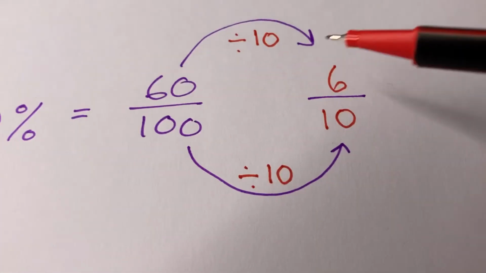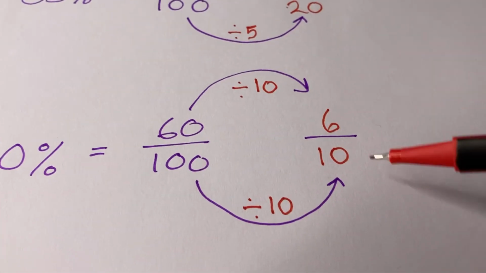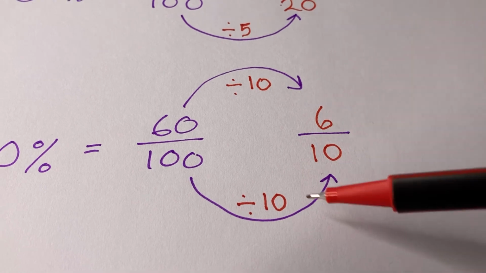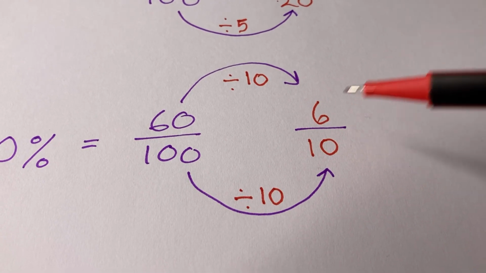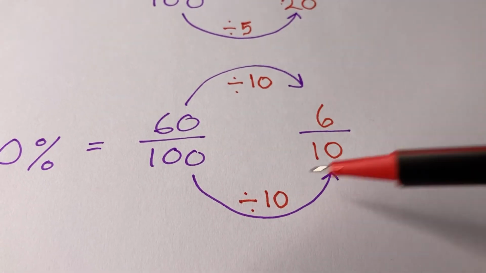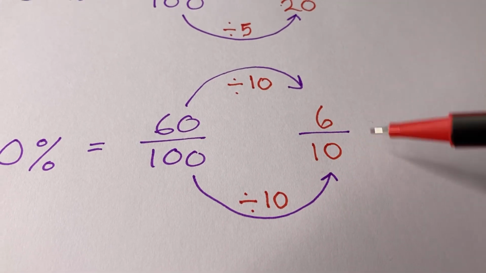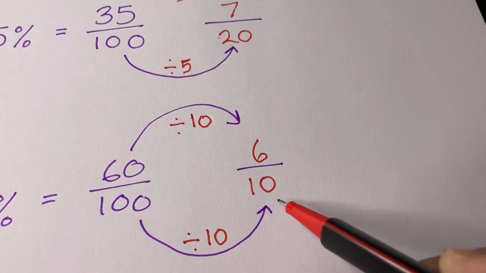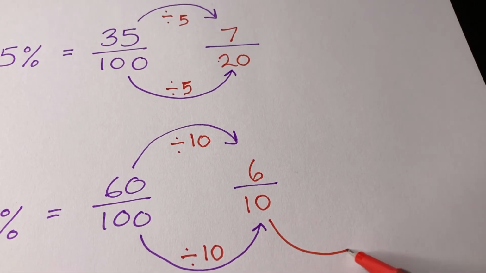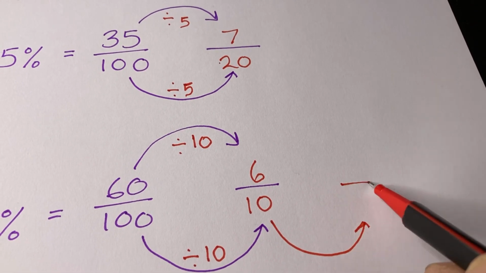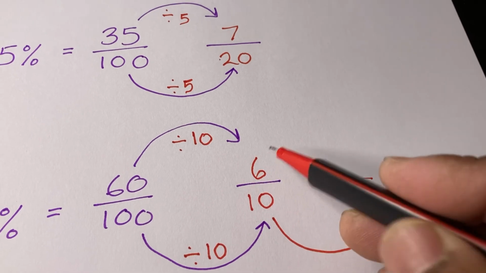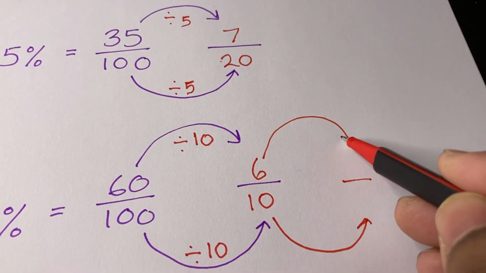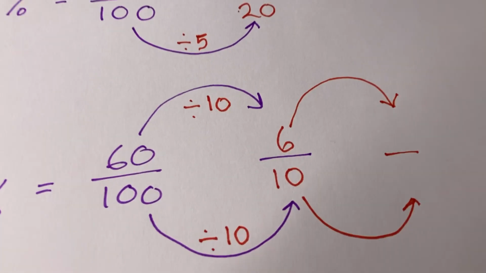Now, what do you realize here? Yes, you're absolutely right. We can simplify it further. So just dividing by 10 didn't simplify it enough. We can simplify that further. So don't stop until you can't simplify it anymore. So what can I divide both 6 and 10 by? What can I divide both of these numbers by? What sort of numbers are they?